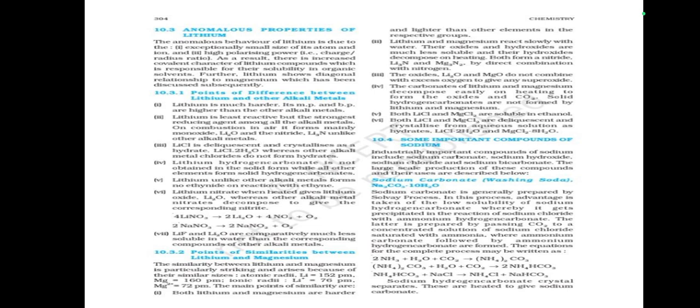Points of similarities between lithium and magnesium. The similarity between lithium and magnesium is particularly striking and arises because of their similar sizes. Atomic radii: lithium is 152 pm, magnesium is 160 pm. Ionic radii: Li+ is 76 pm, Mg2+ is 72 pm.